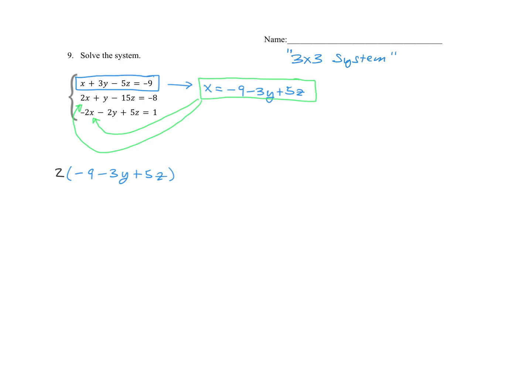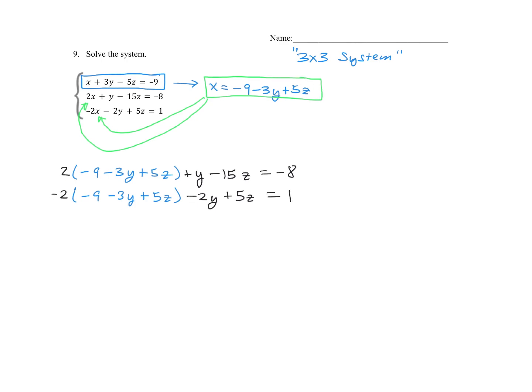The plus single y was already there, minus a 15z was already there, and so was the negative 8. And then for the third equation, it leads off with a negative 2 times the x. The x is still negative 9 minus 3y plus 5z. And then this equation has a minus 2y next, a plus 5z, and then finally a 1. What you'll notice here is we've taken our 3 by 3 system and knocked it down to a 2 by 2 system, making it smaller and easier to solve.